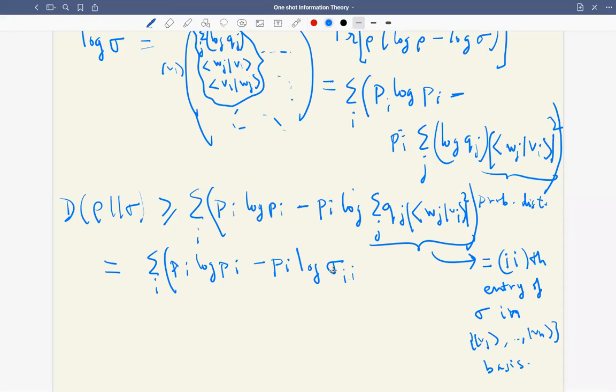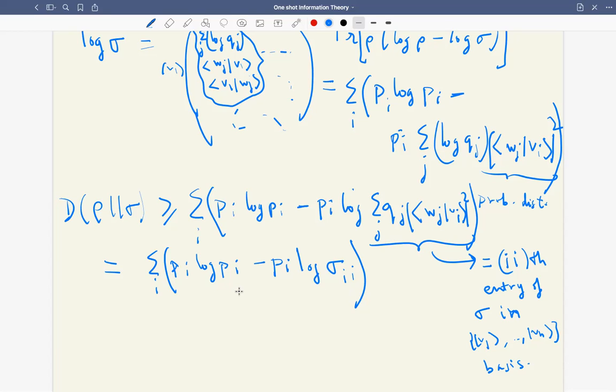Remember, the i index here is always running over the basis v_1 to v_n. Note that sigma was a trace one matrix, so the trace will be one irrespective of what basis I write sigma in. Even if I write the matrix sigma in the v_1 to v_n basis, the sum of its diagonal entries, that means the sum of the sigma_ii's, will still be one. So this n-tuple of numbers, sigma_11, sigma_22, up to sigma_nn, also is a probability vector.